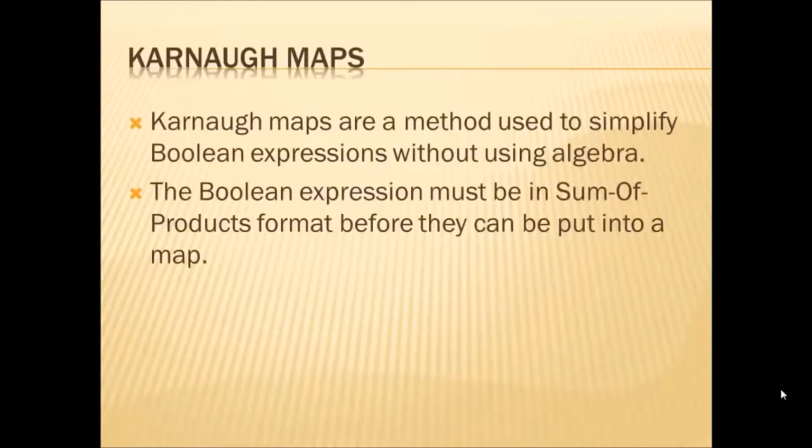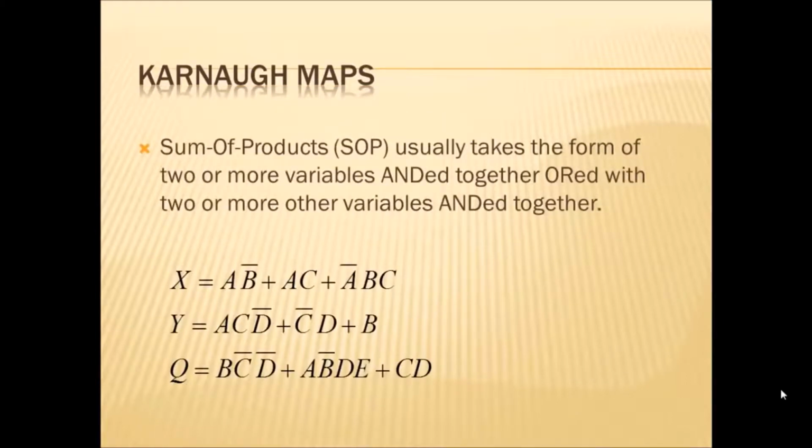Karnaugh maps. Karnaugh maps are a method used to simplify Boolean expressions without using algebra. The Boolean expression must be in sum of products format before it can be put into a map. Let me remind you what sum of products was. Remember, sum of products, which we talked about before, is something ANDed together, or something else ANDed together, or something else ANDed together. It has this, or this, or this.